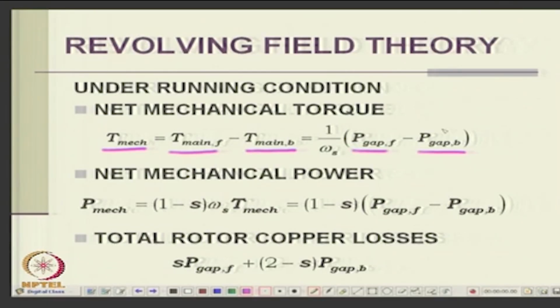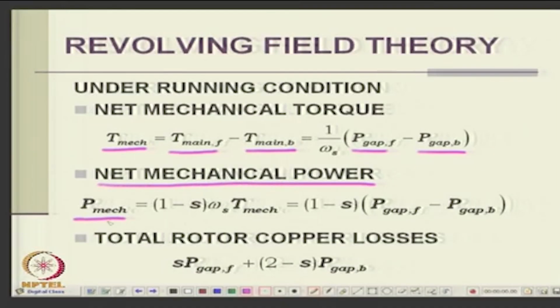So, you have given some power to the rotor through these two fields, which will induce currents, and which will also make the rotor experience a torque. And so, what is the net mechanical power? It experiences a torque times speed. What is the speed? Speed will be (1 minus s) times synchronous speed, and the torque will be (1 minus s) times PGF minus PGB. Okay? (1 minus s) times (PGF minus PGB).